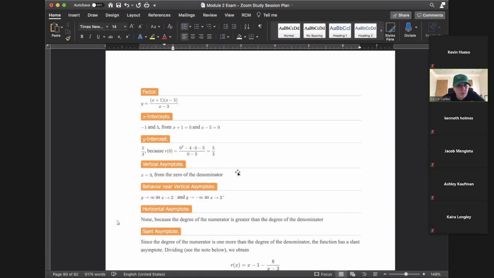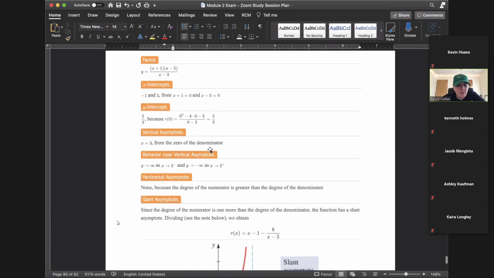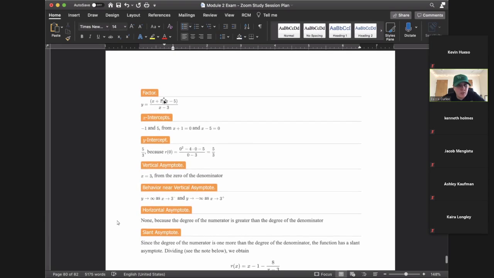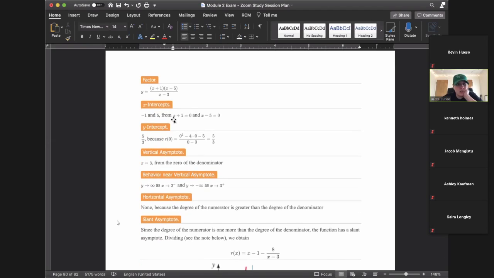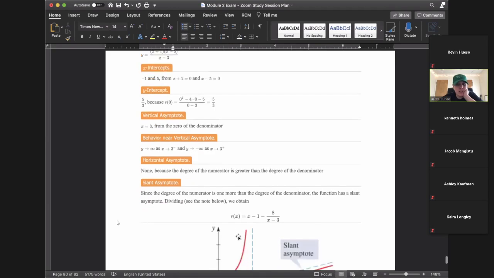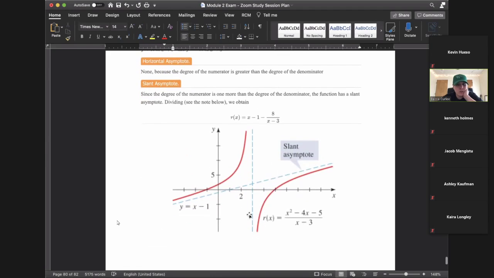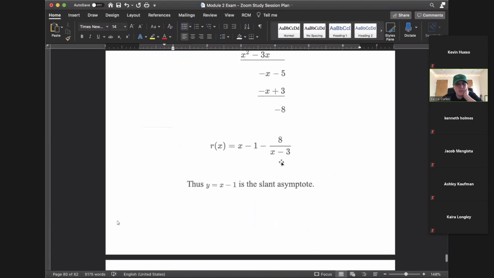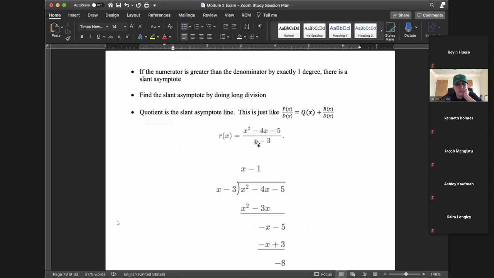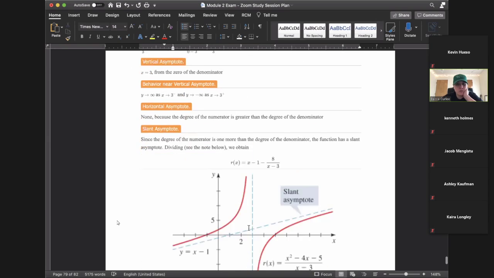So this is just the steps on how to get everything that you need to graph it and find the slant asymptote: the x-intercepts, the y-intercept, vertical asymptote, the behavior, the horizontal asymptote, and the slant asymptote. Then graphing all this, you can see the line y = x - 1. There's a slant asymptote that exists right there, because the degree of the denominator is 1 less than the degree of the numerator.